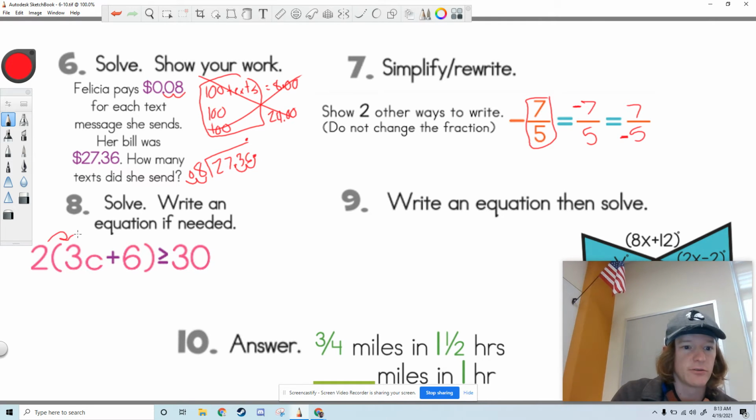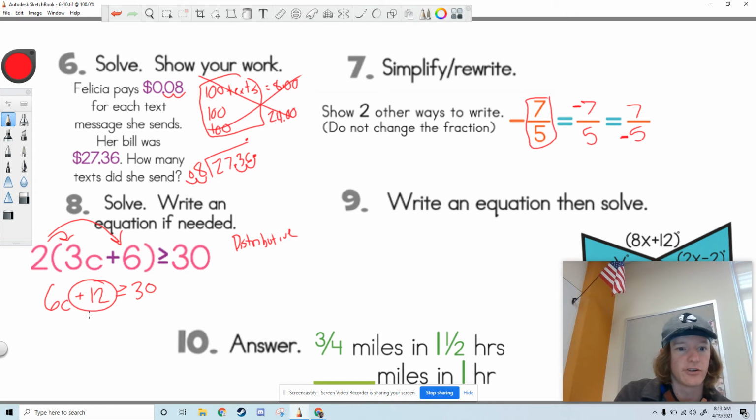Number 8, 2 times (3c + 6), because this is the distributive property. We have a number on the outside of parentheses. We need to do the distributive property. 2 times 3 is 6. We'll just pop a c on the end. 2 times 6 is 12. So 6c + 12 is greater than or equal to 30.